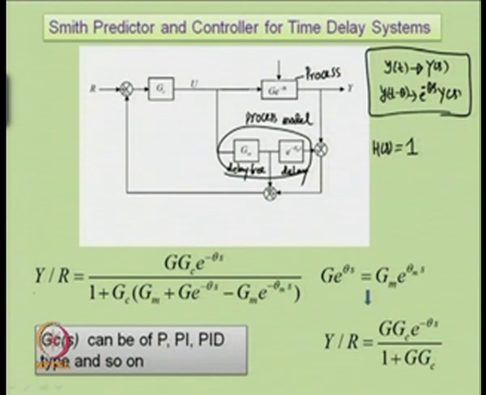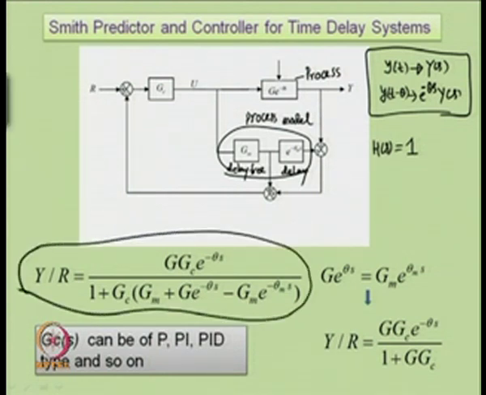Now, the closed loop transfer function of the system with respect to the reference input can be given by the equation G G C e to the power minus theta s upon 1 plus G C G m plus G e to the power minus theta s minus G m e to the power minus theta m s.